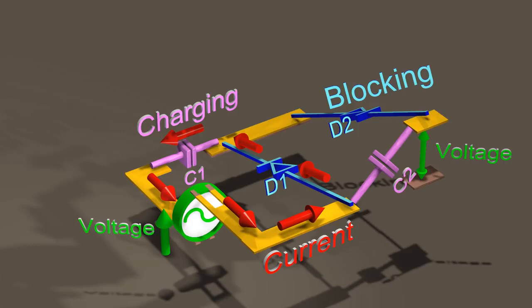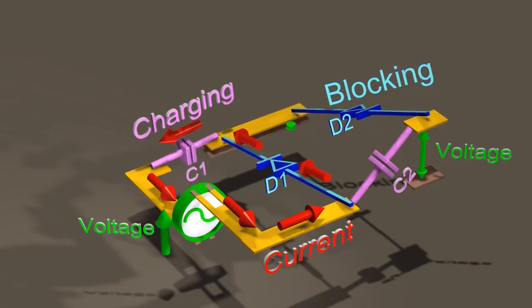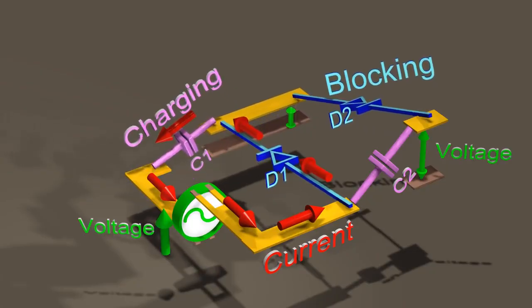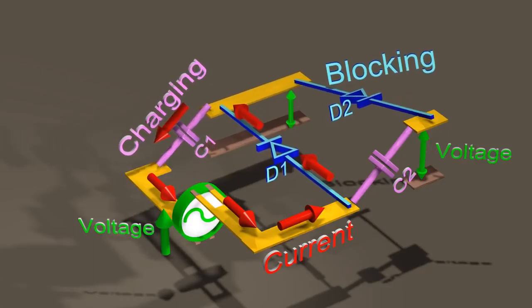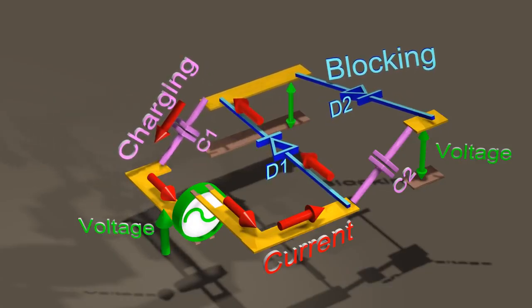When the AC input voltage changes direction again, diode 1 will allow current to pass through again, thereby again charging capacitor 1. Diode 2 is blocking the charged particles from leaving capacitor 2, and capacitor 2 therefore keeps its charge and its voltage.